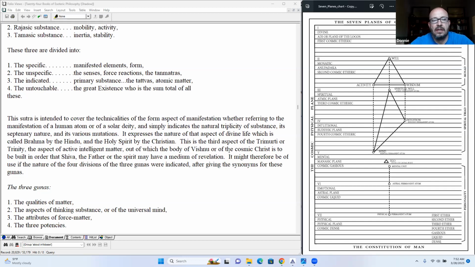This sutra is intended to cover the technicalities of the form aspect of manifestation, whether referring to the manifestation of a human atom or of a solar deity, and simply indicates the natural triplicity of substance, its septenary nature, and its various mutations. It expresses the nature of that aspect of divine life, which is called Brahma by the Hindu and the Holy Spirit by the Christian.